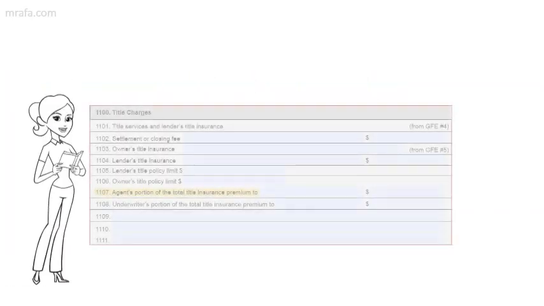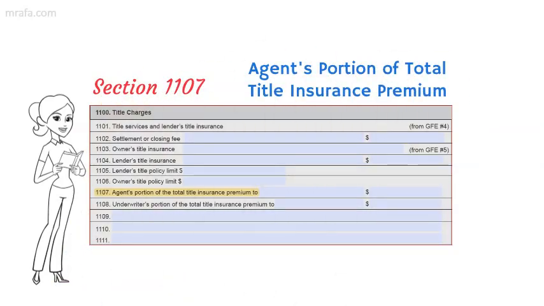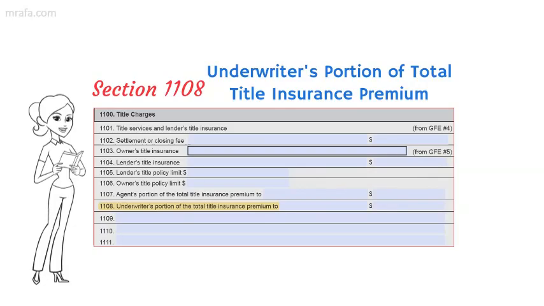1107 is the agent's portion of the total insurance premium. 1108 is the underwriter's portion of the total title insurance premium.